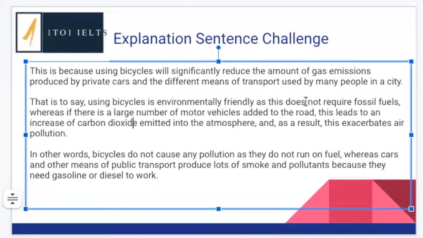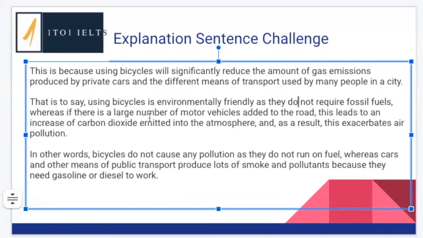So as this does not require fossil fuels. While I understand that the student is trying to use this to talk about using bicycles, the more natural reference here would be they do not, because you'd be talking about the bicycles not requiring fossil fuels. So this would just be a little bit more natural here. So they do not require fossil fuels.